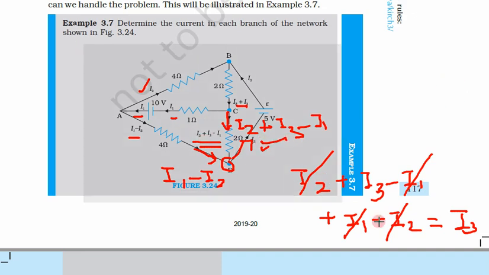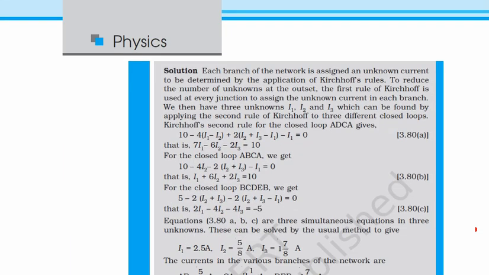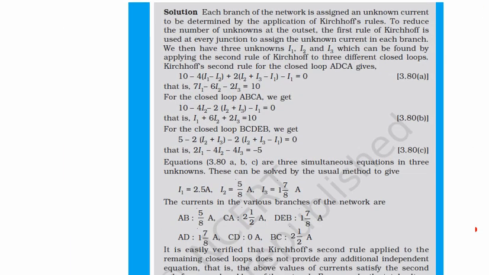So the whole circuit now we have labeled. As we started with Kirchhoff's law, first we have labeled all the circuit. This is I2 in 4 ohm. In this 4 ohm AD, I1 minus I2. In this 2 ohm, I2 plus I3 minus I1. In this 2 ohm, I2 plus I3. And in this 1 ohm, I1. So we have marked the circuit. Now we have to determine the current in each branch. So let us see the solution.